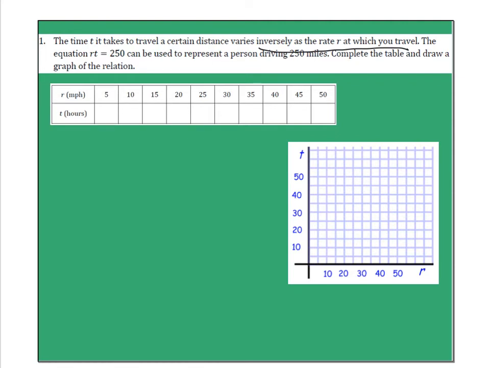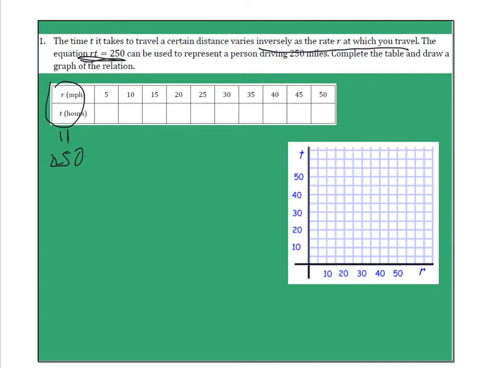So the equation, rate times time equals 250, for 250 miles. Complete the table and draw a graph of this relation. So basically, R times T has to equal 250. That's kind of the punchline here: R times T has got to equal 250. So basically, I'm taking 250 divided by everything in R, and that's going to give me T.